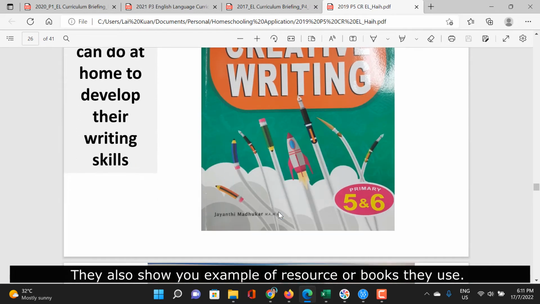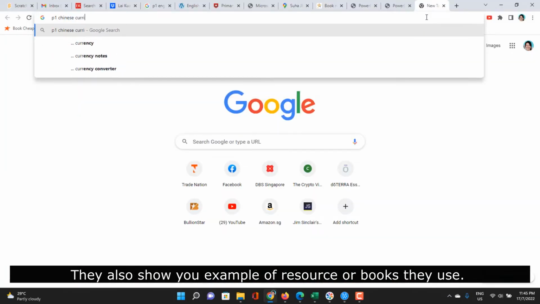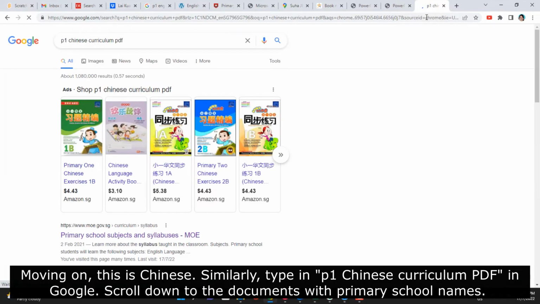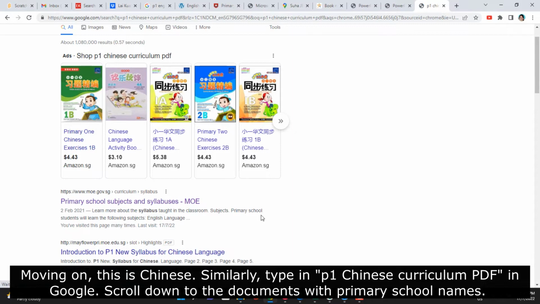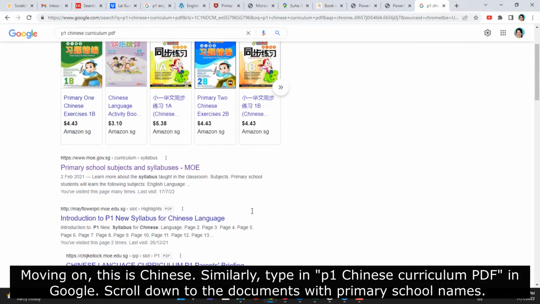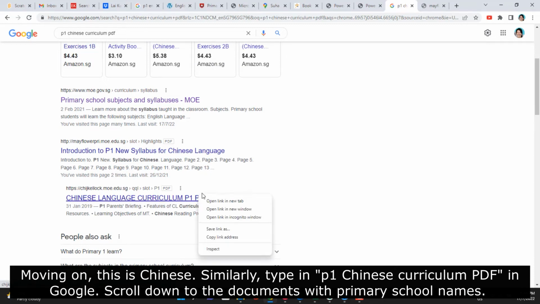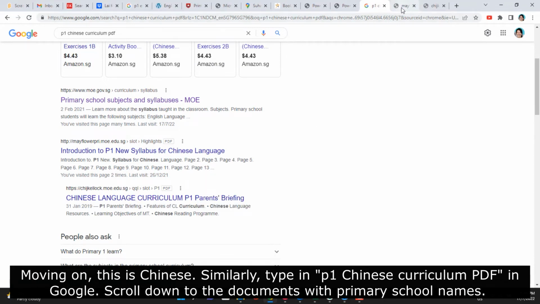Here as well, you can see what kind of resources they suggest you use. Moving on, this is Chinese. Again, similarly, you can type in P1 Chinese curriculum PDF. Scroll down, right? You will see PDFs with those schools' names. Pick the one that you really want to see.